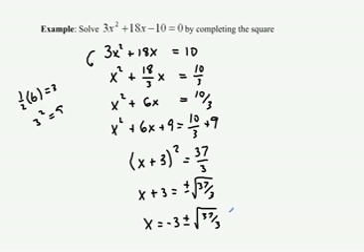If you remember how to rationalize the denominator right here, that means we multiply the numerator and denominator by the square root of 3 to get rid of that radical in the denominator. So the form of our answer we might like is -3 plus or minus the square root of 37 times 3, which is 111, all divided by 3.